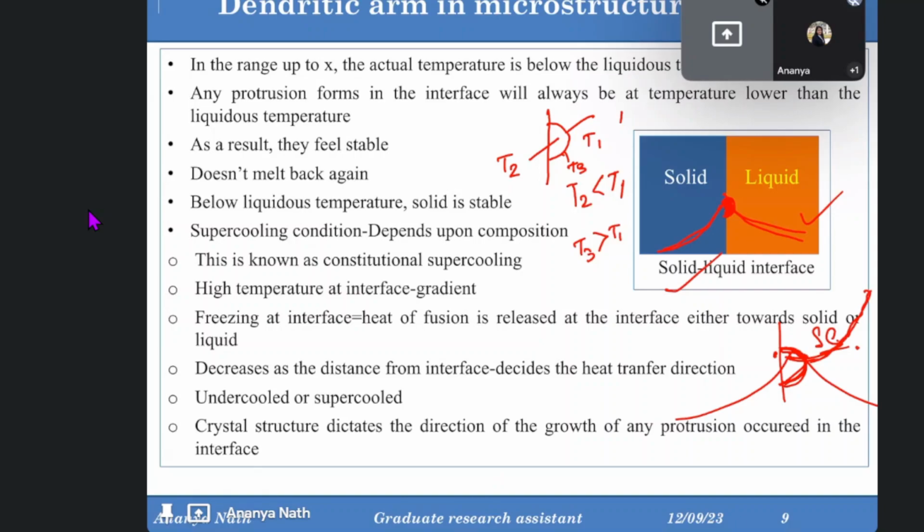If it relates to the volume, then obviously liquids have more volume than solids. Volume free energy counts the volume, so the liquid volume is always greater than the solid volume. This is why we can say the volume free energy of liquid is more.